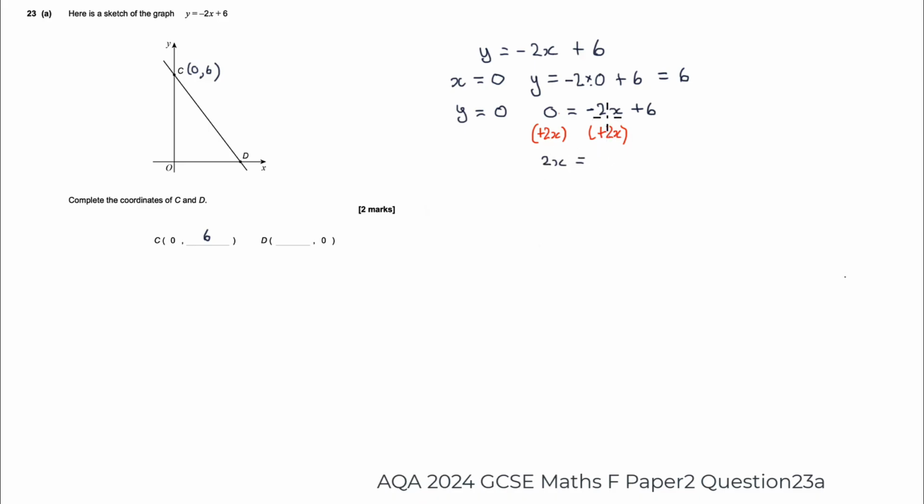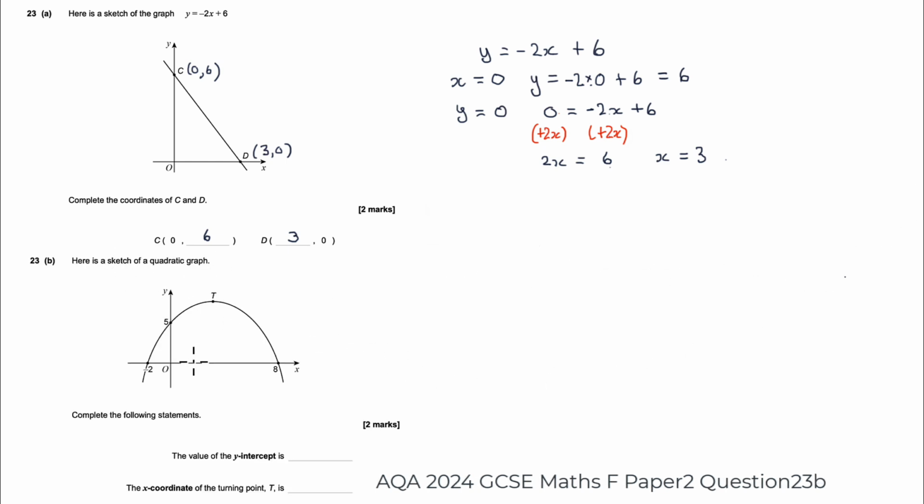When I add 2x to negative 2x, that vanishes, and we're just left with this 6. So twice the number x is 6, x must be just 3. We'll divide both sides of this equation by 2. You get x equals 3. So D is the point 3, 0. There it is, 3 along, you don't go up. There's the point D. So that's the two sets of coordinates for part A. Let's have a look at part B.